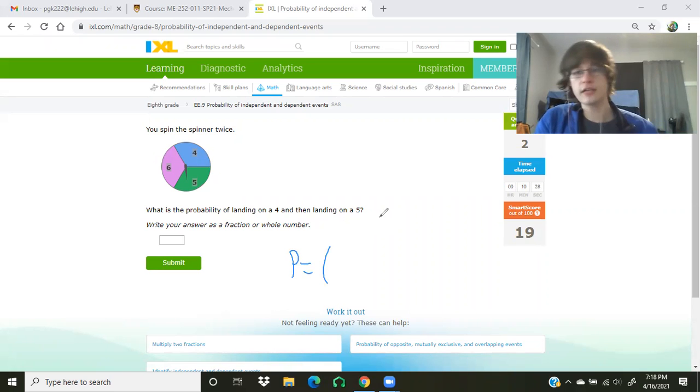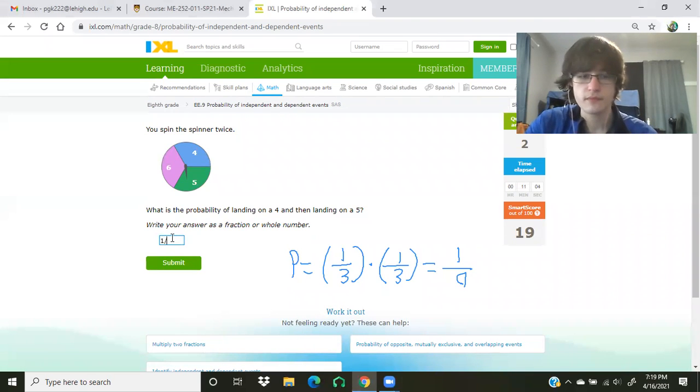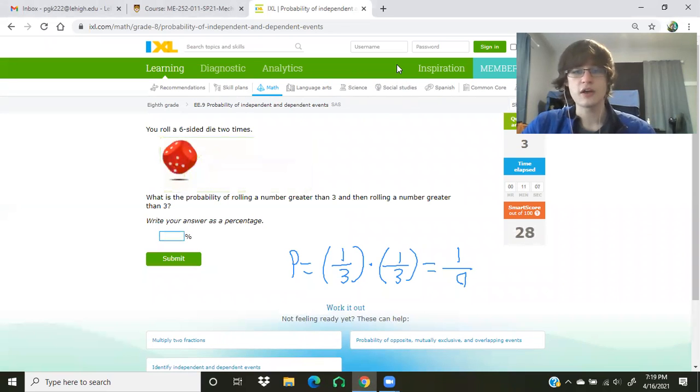So what's the probability to land on a 4? Well, looks like there are 3 possible outcomes, and there's only one that's a 4, so it would be 1/3. And we're going to multiply that by the probability to land on a 5. Well, since we didn't take away a spot, there's still 3 possible places to land, and we only want 1, being the 5 this time. And, well, quick and easy, you just multiply across. 1 times 1 is 1, 3 times 3 is 9. Let's see if we are correct. And we are.